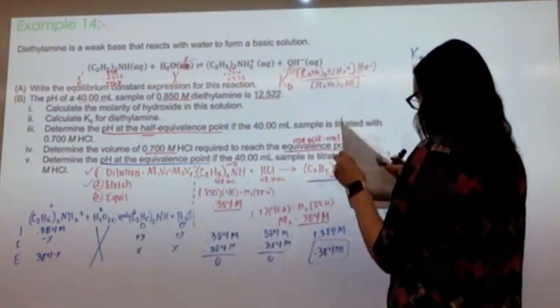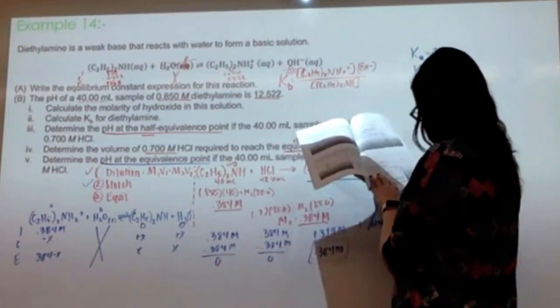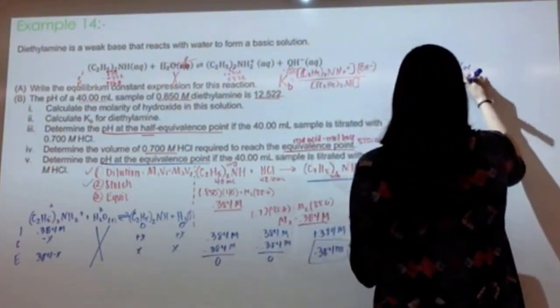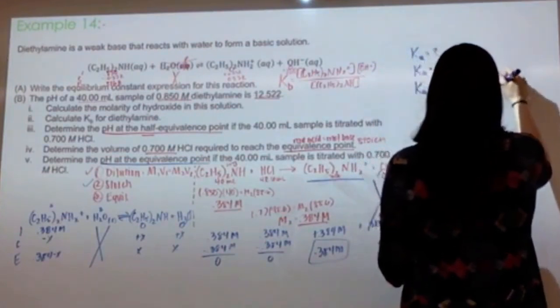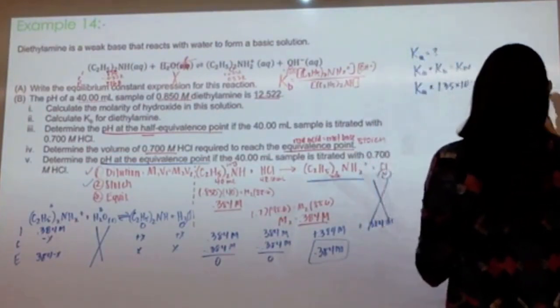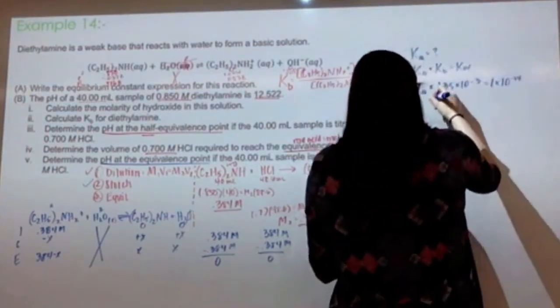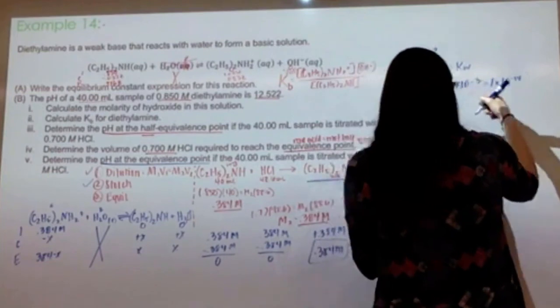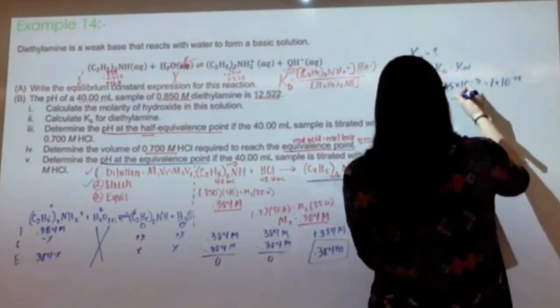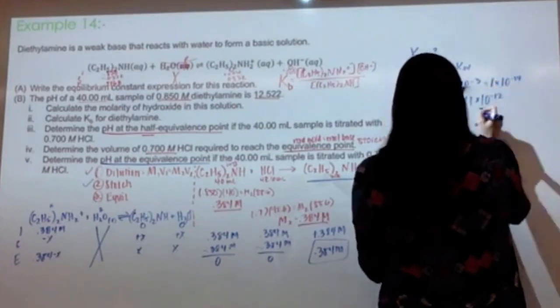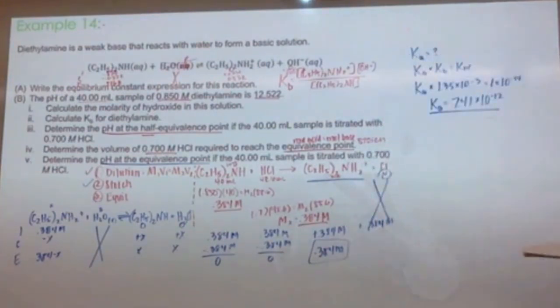The Kb that we calculated was 1.35 times 10 to the negative third, and Kw is 1 times 10 to the negative 14. And so we can actually get a Ka value if I divide this over, of 7.41 times 10 to the negative 12. There's our Ka.